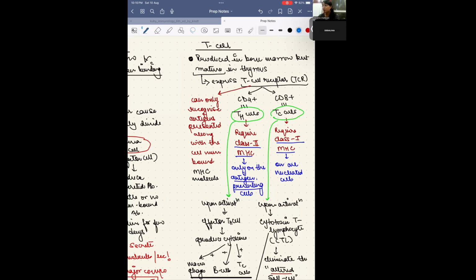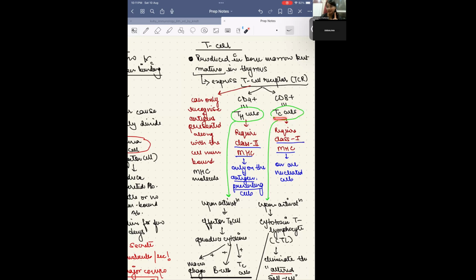So these class 2 MHC molecules are only present on some cells which are known as antigen presenting cells. These molecules are not present on all cells of the body like our class 1 MHC molecules. Class 1 MHC molecules are present on all nucleated cells. So every normal nucleated cell of the body is going to have class 1 MHC molecules, and any antigen which is presented in a complex with the class 1 MHC molecules is going to be recognized by the TC cells.